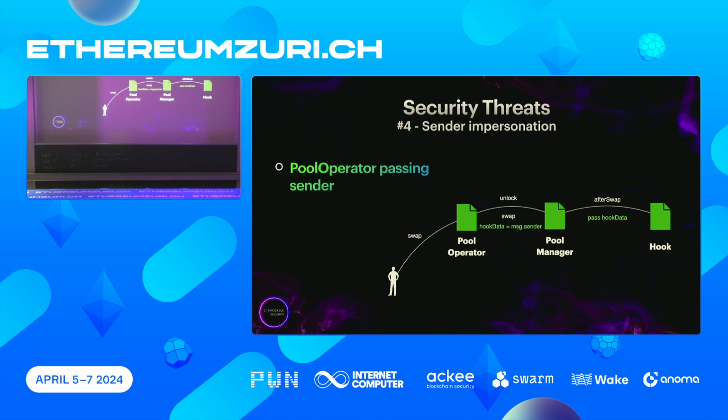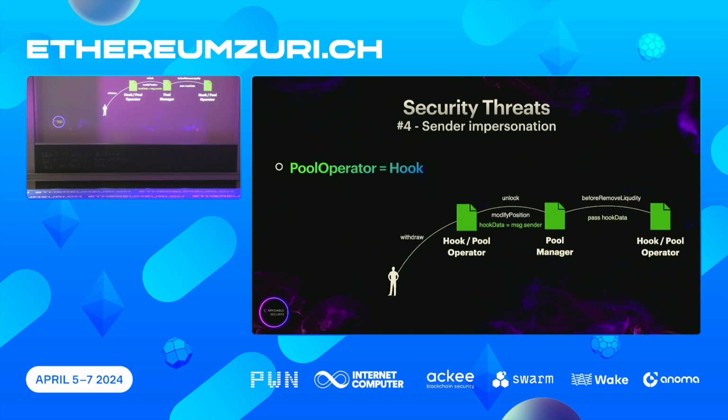But how to make it work? Well, the pool operator can send some hook data. This is simply a parameter that you can send to the pool manager, and the pool manager will pass it to the hook, right? Okay, so let's do it. The pool operator takes the message sender, which is the user, sends it to the pool manager, and the pool manager passes it to the hook. So the hook can see who the real sender is.